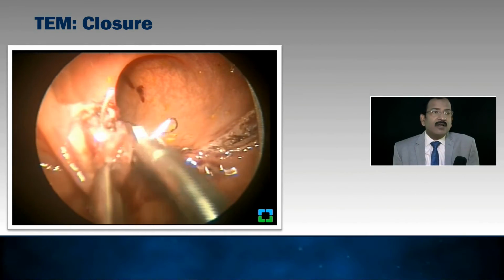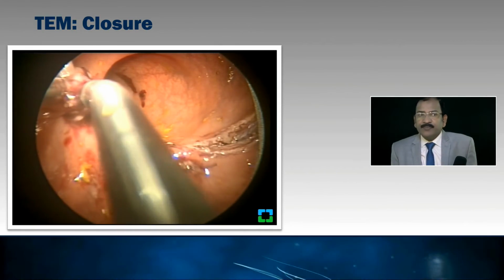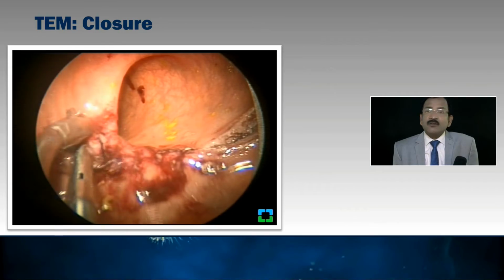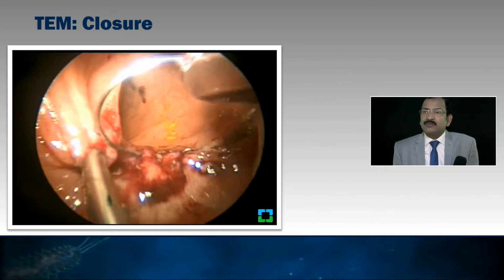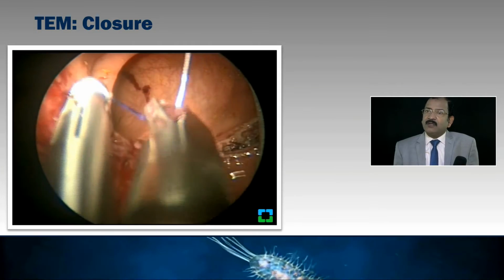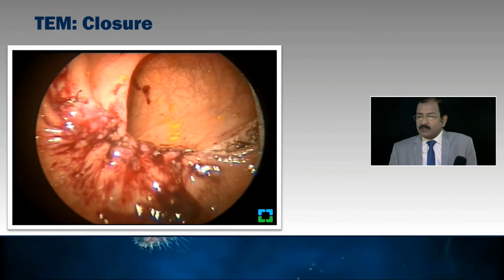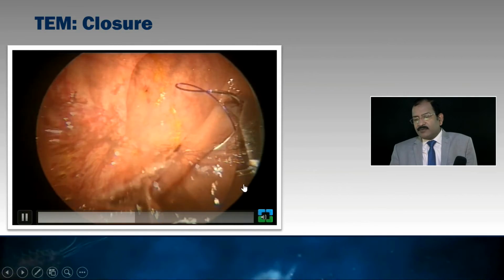Sometimes when you do valve closure, or when you do hernia surgery to close the peritoneum, and suppose you think you are short of suture, there is no suture, then what do you do? Pull the suture and clip the suture itself. Once you clip the suture, automatically it will work. So now it is closed. Now you can do a second layer of suturing also.